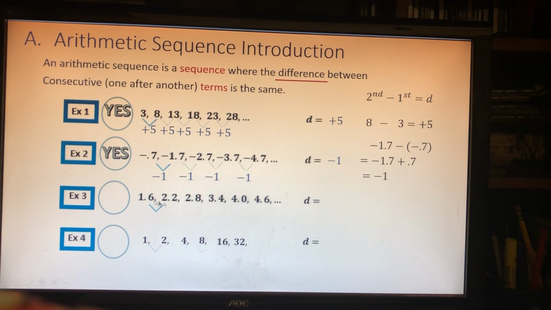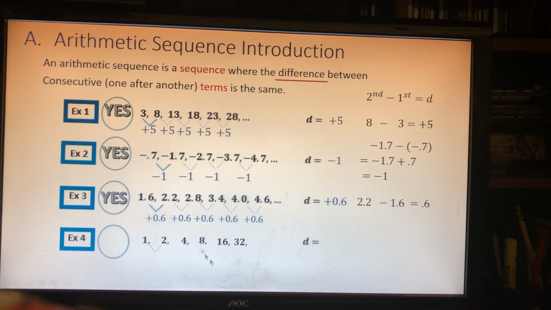We'll check our third example. 2.2 minus 1.6 is 0.6. One way to look at it is that it went up plus 0.6. And if they all go up plus 0.6, which they do, plus 0.6, plus 0.6, plus 0.6, if they all go up the same amount, it is a common difference of plus 0.6. And yes, we have yet again an arithmetic sequence.